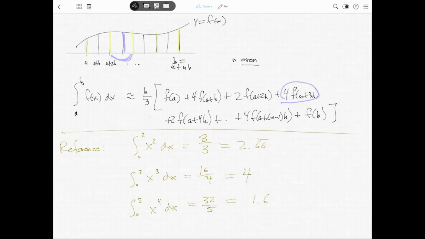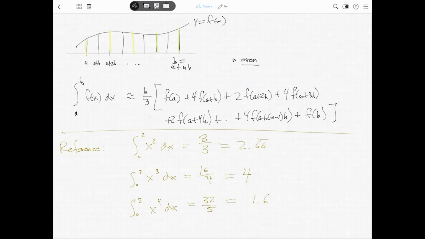And then the next point here is going to count twice, once for the left and once for the right. And so on. It's going to alternate between the weights of 2 and weights of 4, until finally at the very end, we get one that just counts once because it only counted as a right endpoint.